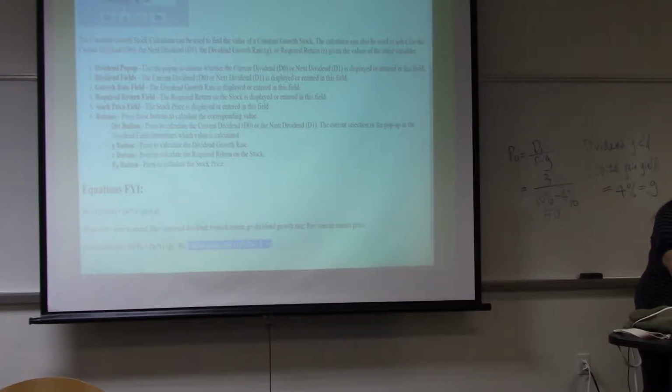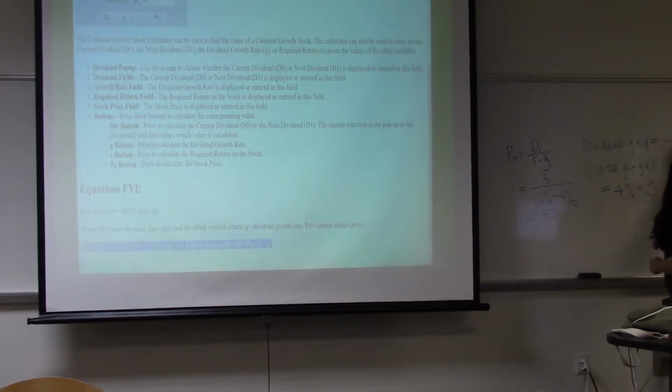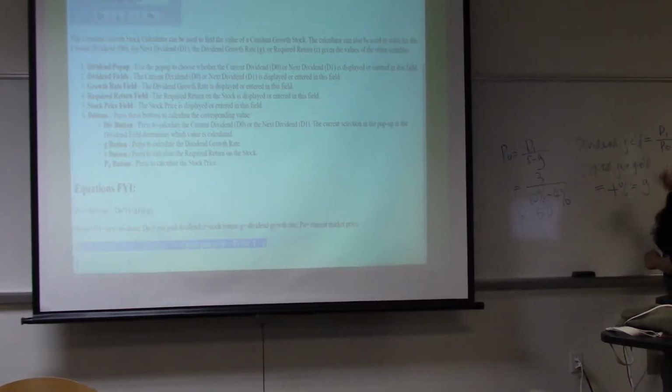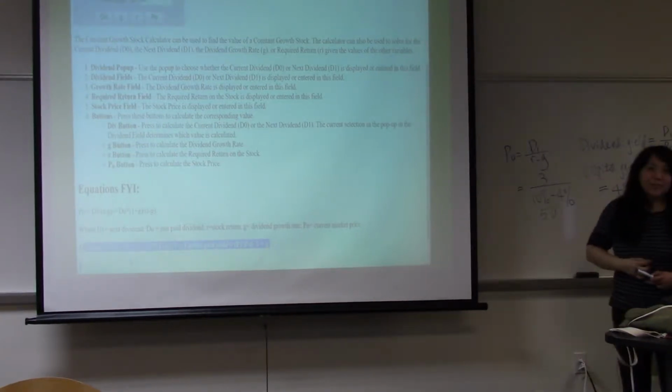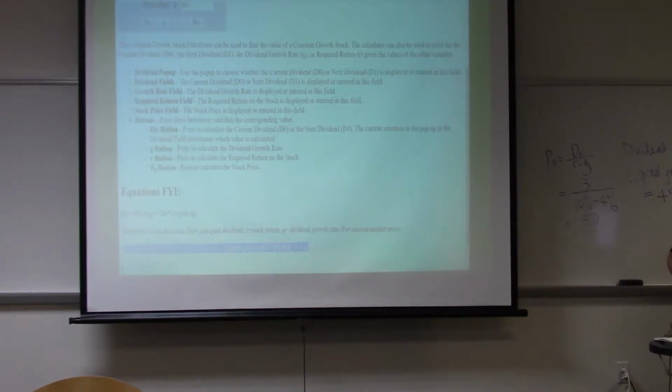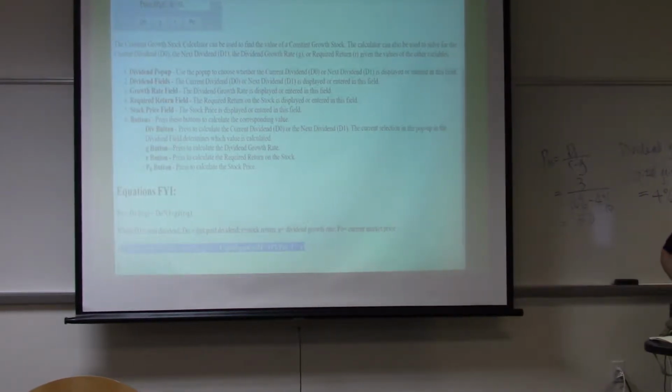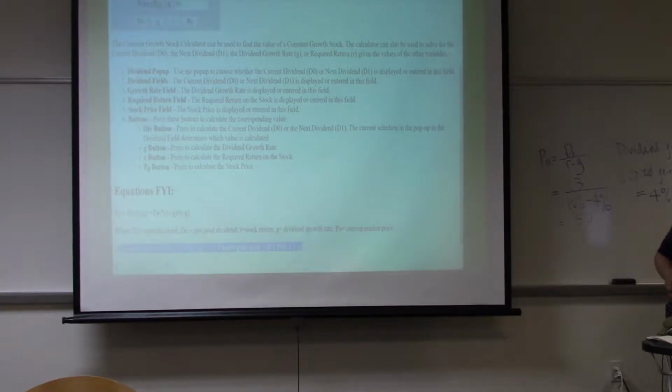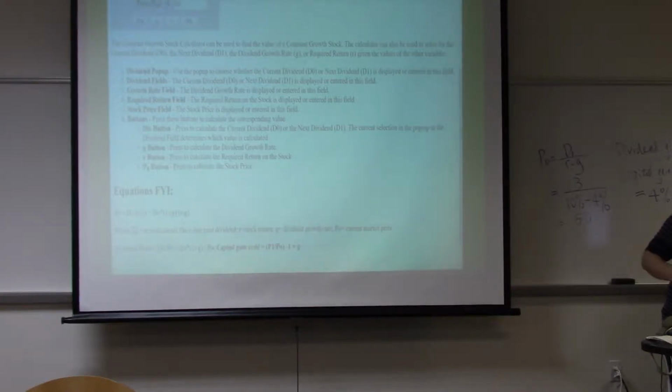How much is dividend yield? You can use R minus G. This is the equation. Dividend yield should be D1 over P0. Yeah, D1 over P0. And what is capital gain yield? G. So you see, this is the equation. Or you use R minus dividend yield.